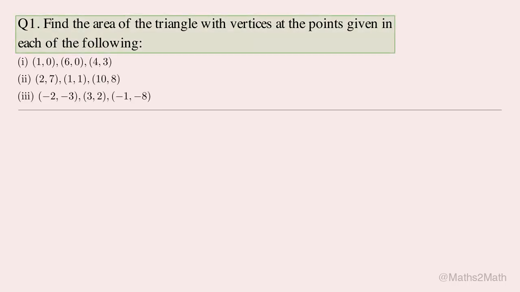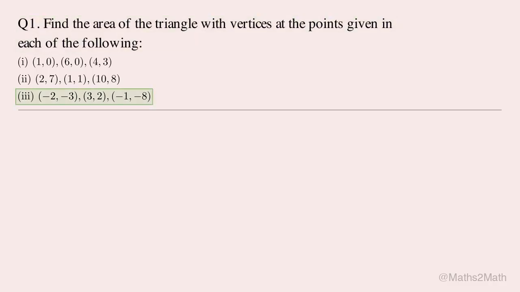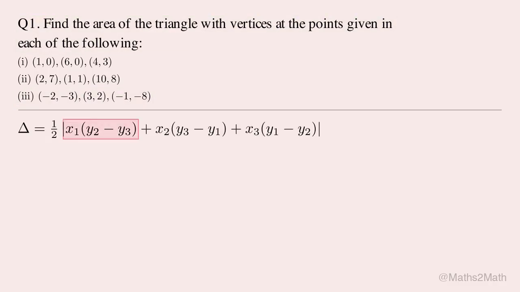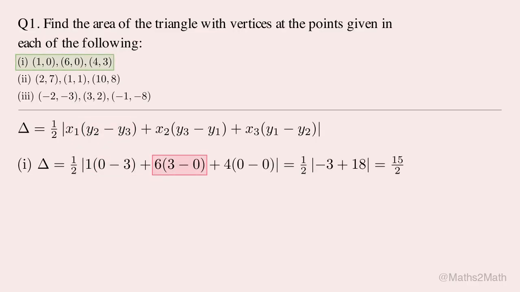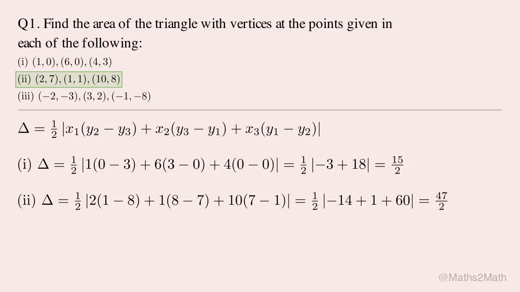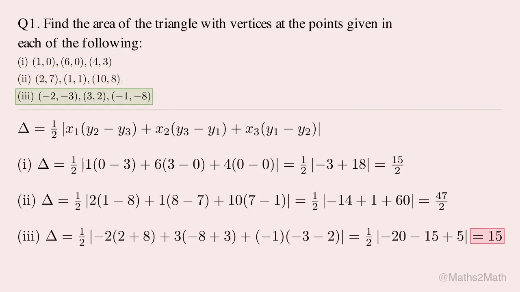Question 1. The area of a triangle from coordinates is half the absolute value of the vertex determinant. 3 triangles to measure. The formula, written as a determinant. Part 1, substitute the 3 vertices, every term written. Part 2, the same substitution. Part 3, careful with the signs.